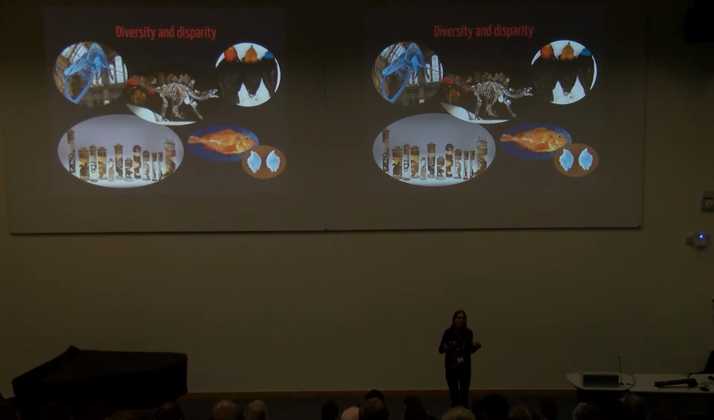And part of the reason we're more interested perhaps in disparity than diversity sometimes is because we're interested in the morphological variation which may account for differences in ecological niches and how species actually interact with each other and their environments.